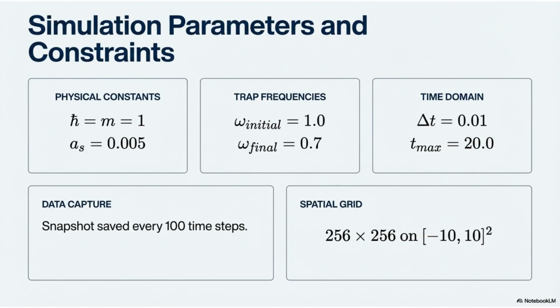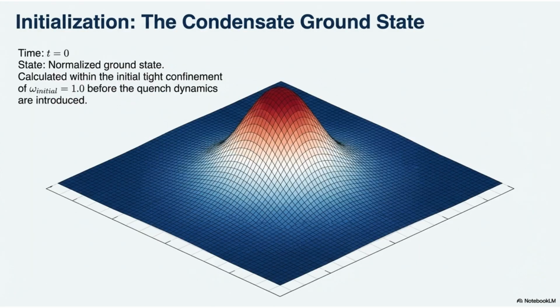The simulation uses specific parameters. Physical constants are set, trap frequencies are defined, and we integrate over a time maximum of 20.0 with a time step of 0.01. The spatial grid is 256 by 256. Initialization begins at t equals 0 with the normalized ground state. This state is calculated within the initial tight confinement before the trap-quench dynamics are introduced.